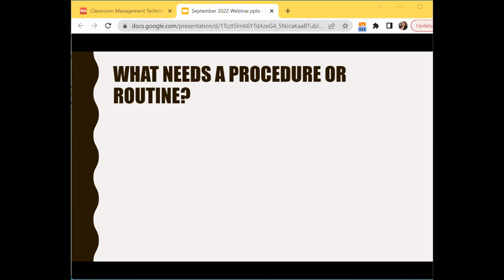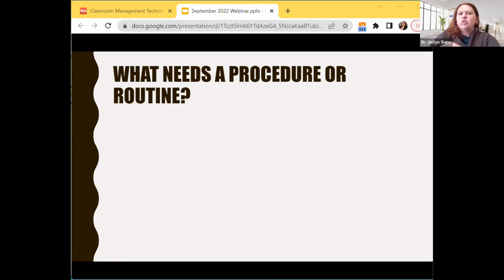I can share. Thanks. When a student needs help from a teacher doing independent work. Perfect. What do I do if I need help during independent work time? Perfect. Any other thoughts? What else would need a procedure or a routine?